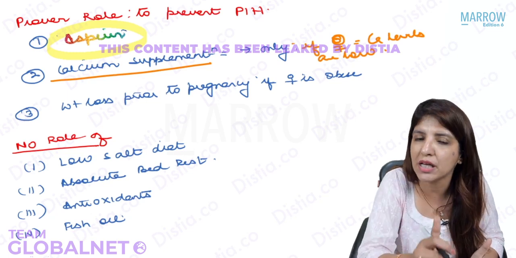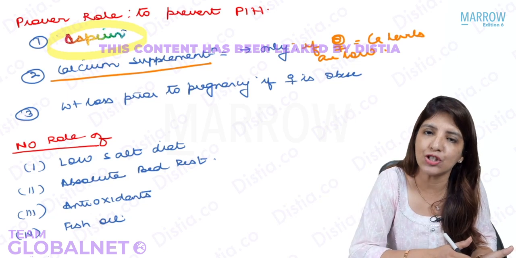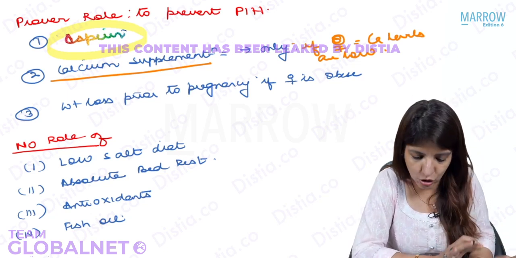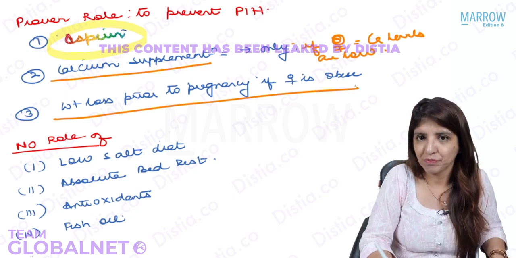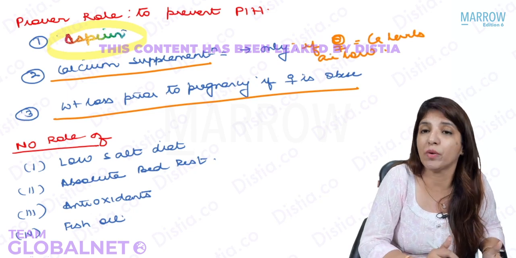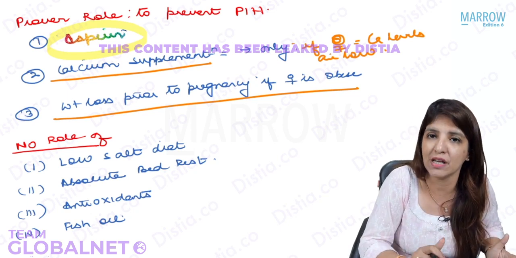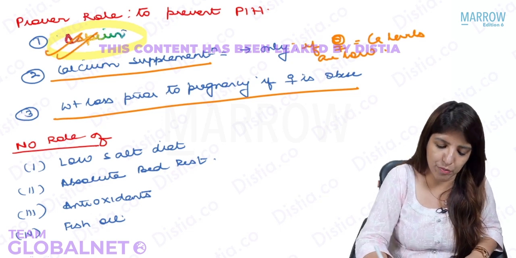But that doesn't mean that in a female whose calcium levels are normal, if I give her calcium, I can prevent PIH. No, that's not the case. Number 3, if the female was obese prior to pregnancy, then you can suggest weight loss to such a female before she conceives to prevent PIH, right? But the best drug is aspirin.